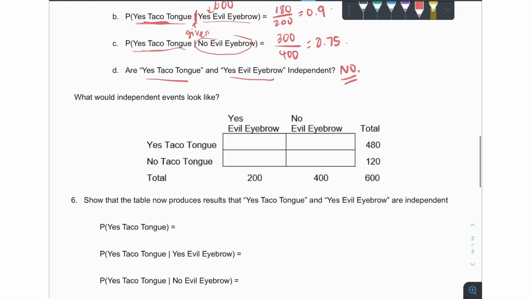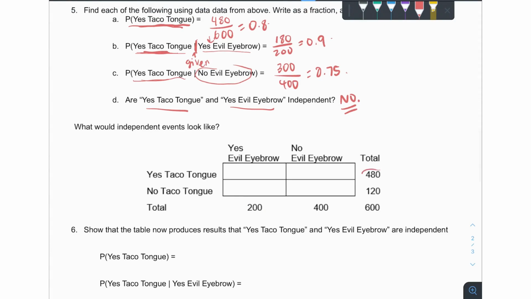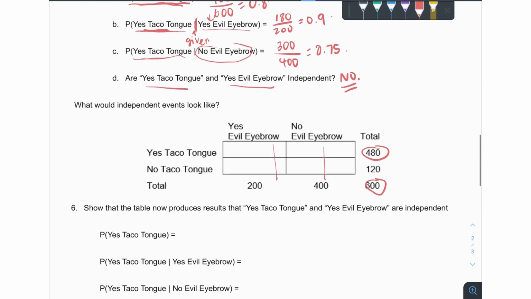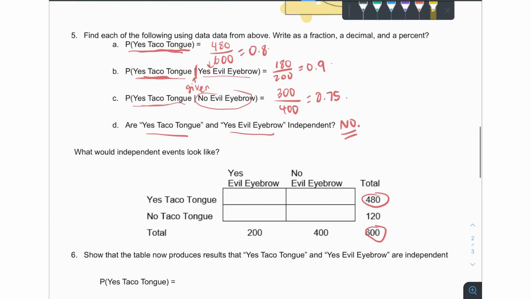Okay, so independent, what that would look like is the overall probability that someone can do taco tongue, which was 480 out of 600, would be the same in all three of the sections. So for example, 480 out of 600 is 0.8. So whatever this number is out of 200 would need to be 0.8. Whatever this number is out of 400 would need to be 0.8. We would want them all to be 0.8.